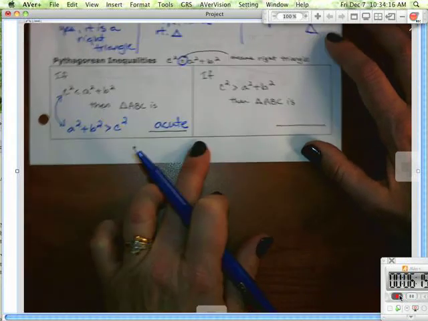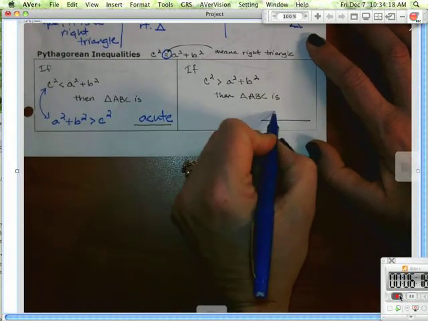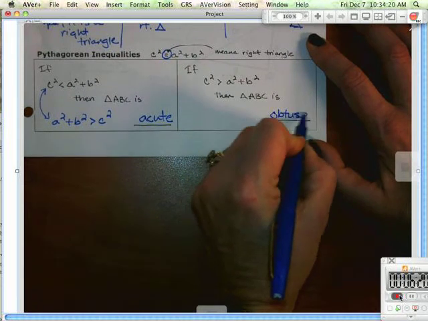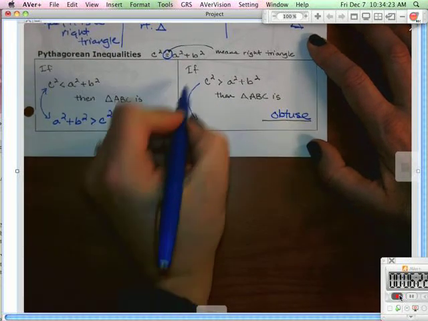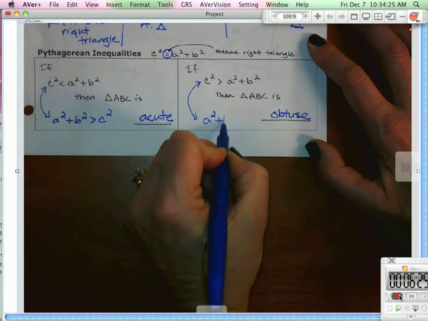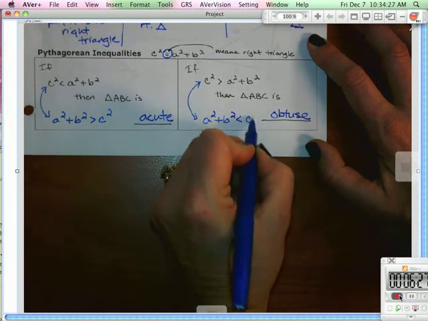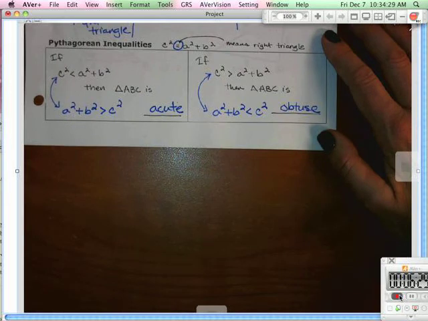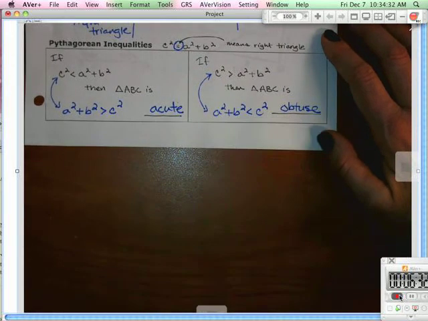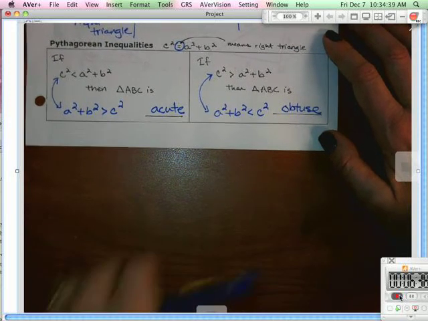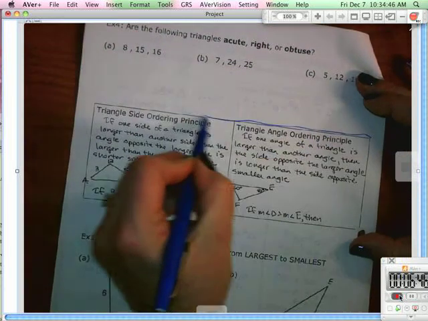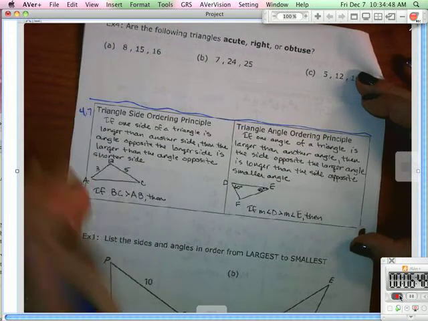And if it's this way, then triangle ABC is obtuse. This can also be written like this: a squared plus b squared is less than c squared. If that happens, this side is smaller than this, then it's an obtuse triangle. So turn the page and let's practice a little bit of that. No, we are actually stopping right here. This ends up being 4.7, and we're going to do that on Monday.